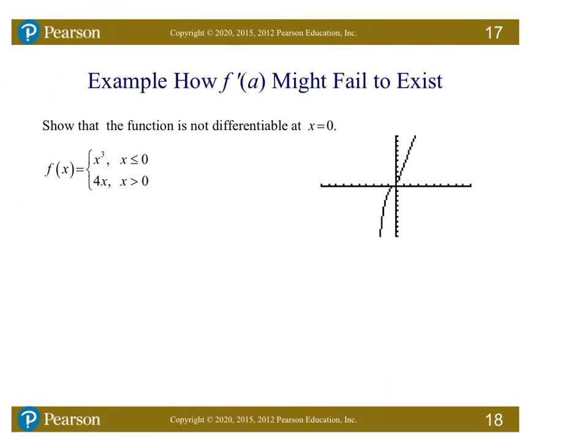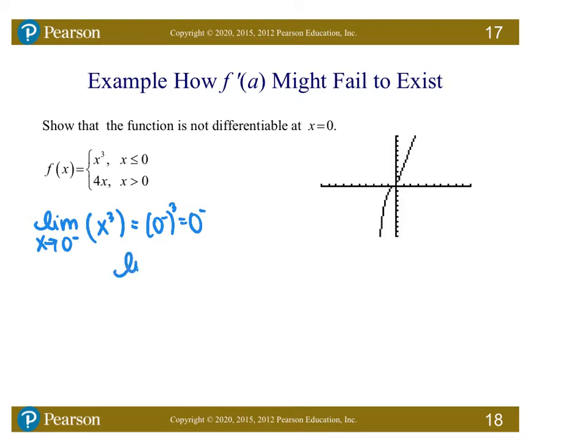So let's try this question. Show the function is not differentiable. We're going to go through steps 1, 2, and 3, and then we'll move on to steps 4 and 5. So first we want to find the limit as x approaches 0 from the left. From the left we'll be using the cubic term. And when I plug 0 in, that's 0 minus cubed, which is still 0 minus.